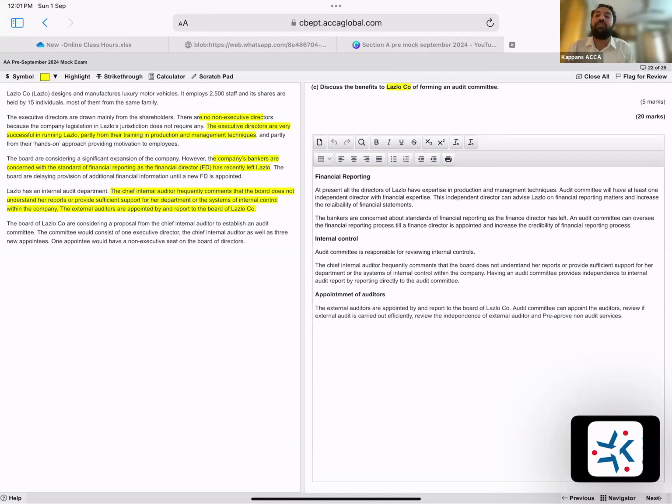So I hope you have understood the internal control deficiencies, how to explain them, how to provide a recommendation, and how to test the internal control. And I hope you have understood how to link the direct theory question that you might have learned on audit committee advantages to a given scenario.